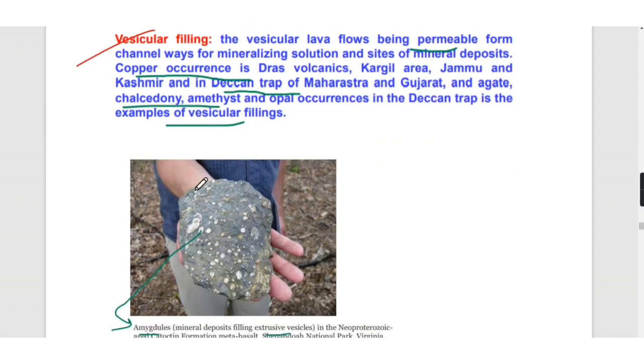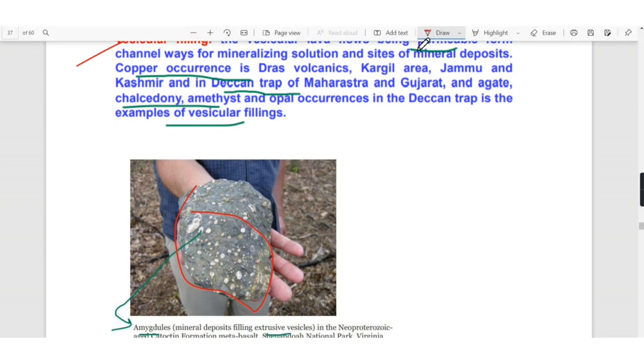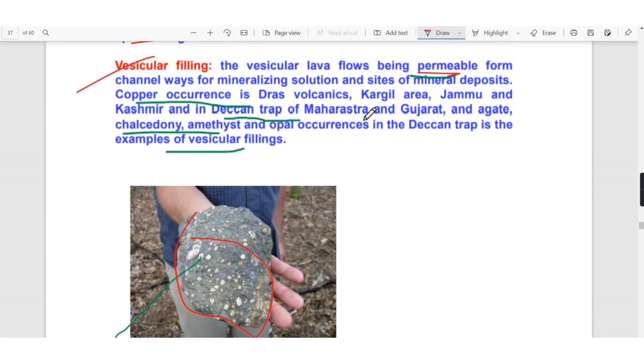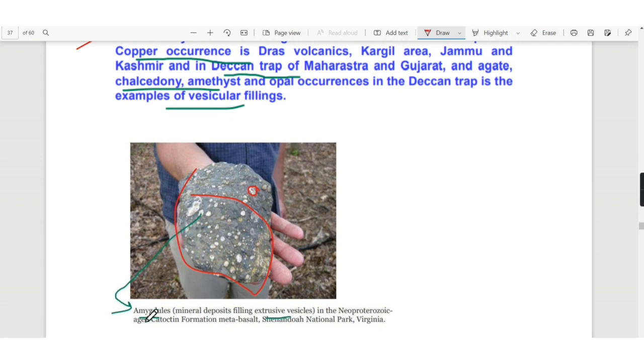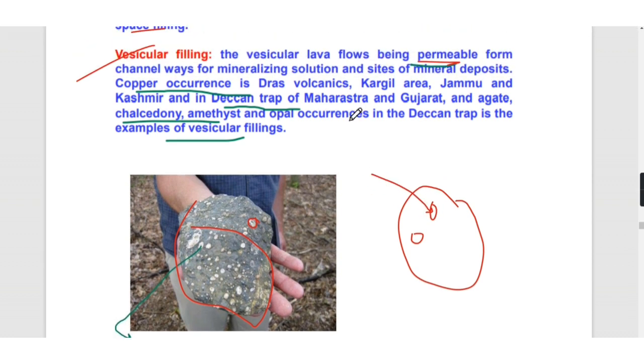Vesicular filling. Suppose this is a rock which has some vesicles in it which are permeable. It means solution can easily pass through it, so that solution will deposit its minerals here. These are the amygdules, which are the mineral deposits filling extrusive vesicles. Earlier it was hollow, and solution came and filled its minerals here. So we will find this in Dras volcanics, and in the Deccan Trap of Maharashtra and Gujarat.